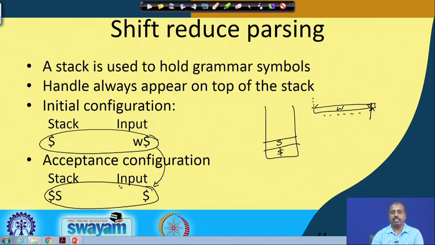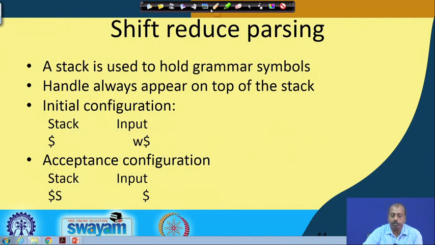The basic actions are, sometimes it will shift the next input symbol onto the stack, sometimes it will pop out some entries from the stack and apply a reduce operation on them. So, these two things we will be doing. When do you take a shift decision and when do you take a reduce decision? That will depend on the design of the parser and the parsing policy.